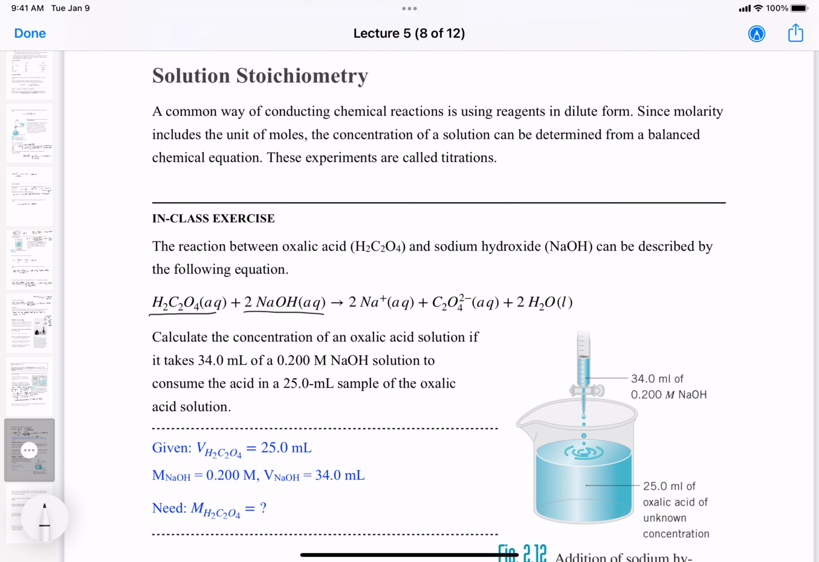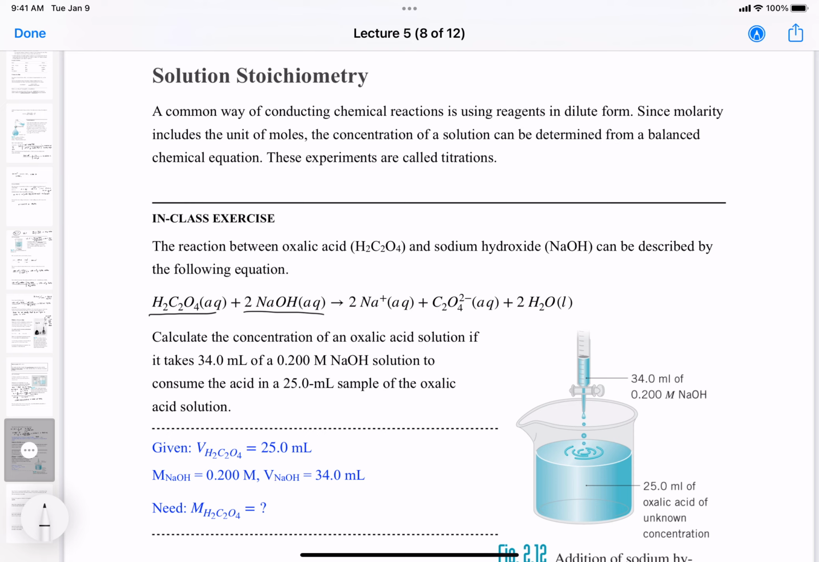Here is an acid-base reaction. We get sodium ion, oxalate ion, and water as our byproducts. There's a lot of information here, so we're going to break it down step by step. Calculate the concentration of an oxalic acid solution if it takes 34.0 milliliters of a 0.2 molar sodium hydroxide solution to consume the acid in a 25.0 milliliter sample of the oxalic acid.